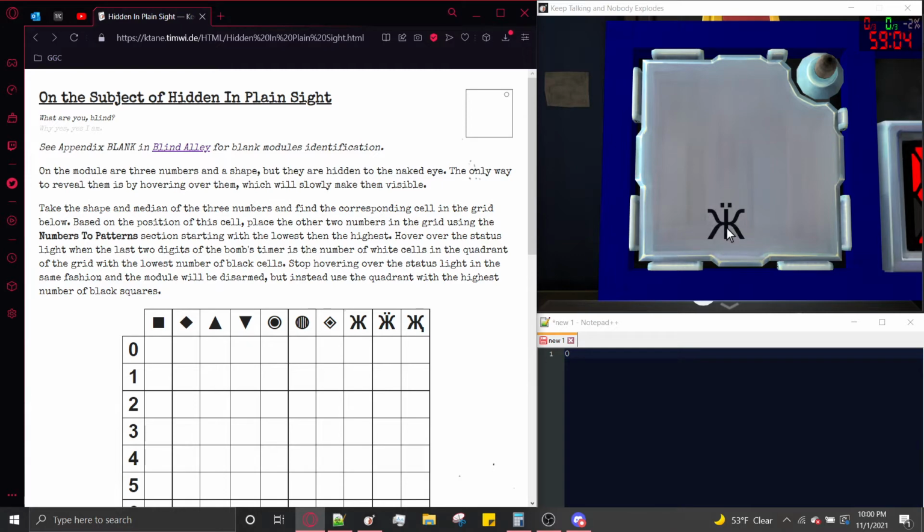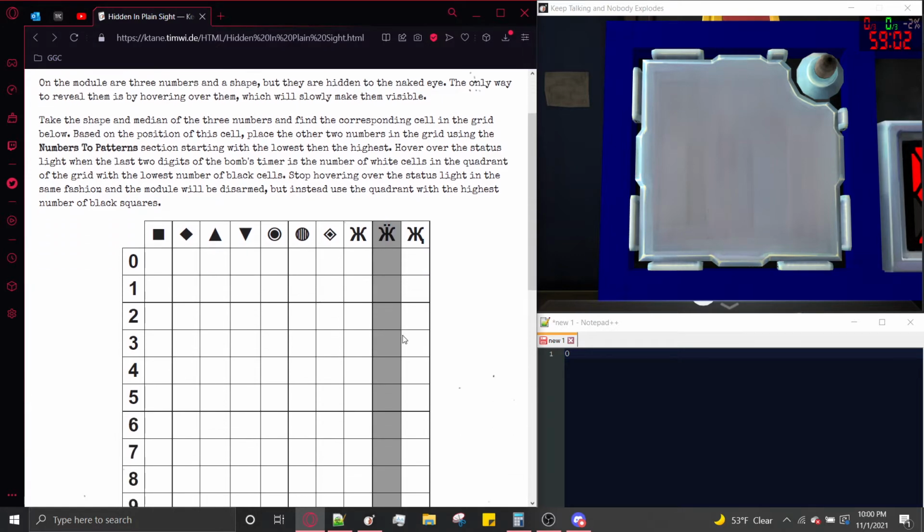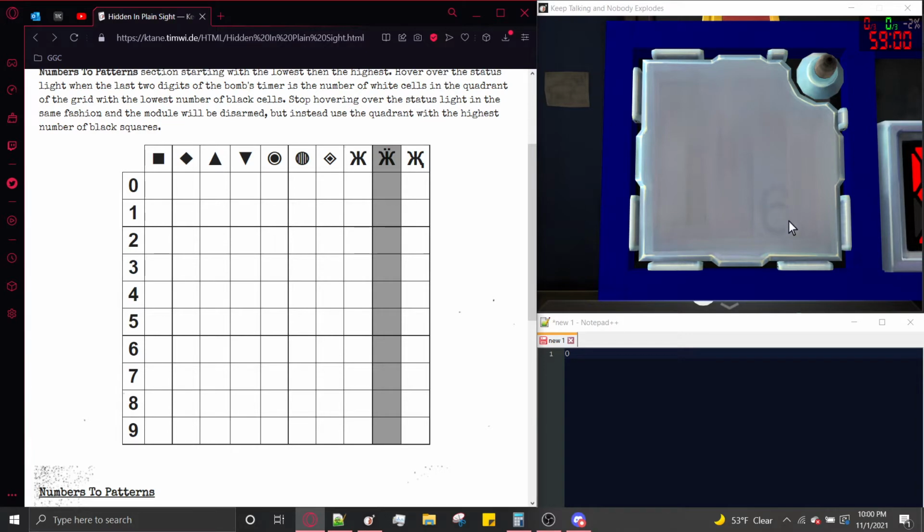Here we have the accented mirror K. That's our shape, so let's highlight that column. We have the number 6 and the number 5. We're going to take the number in middle numerical order, which is this 5, and highlight that row. We're going to note down the intersection of this row and this column.